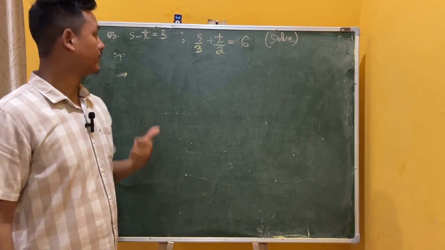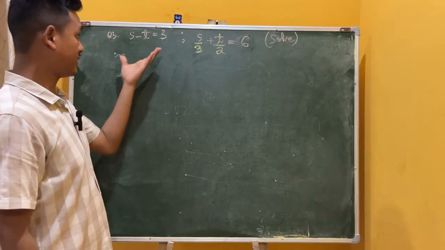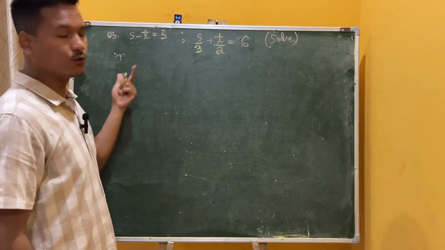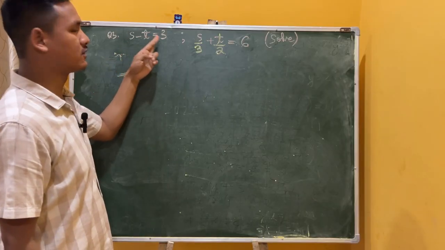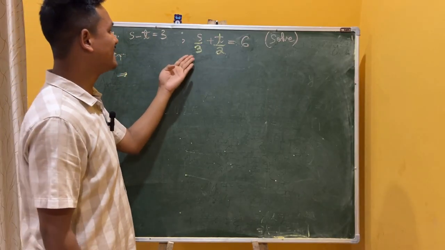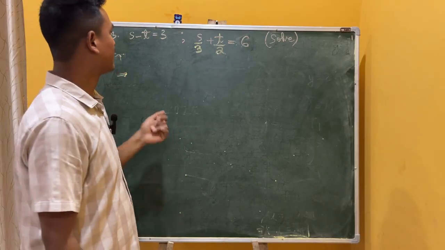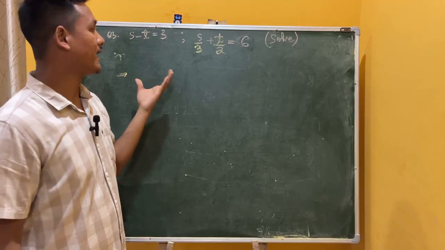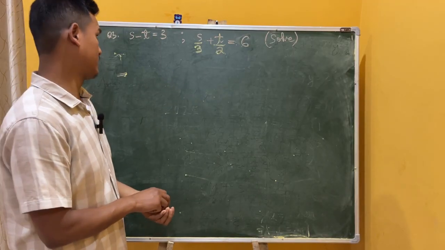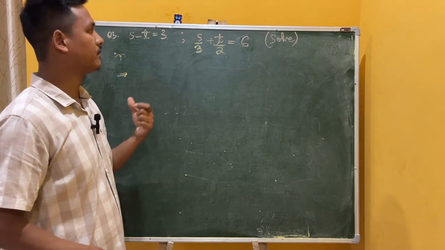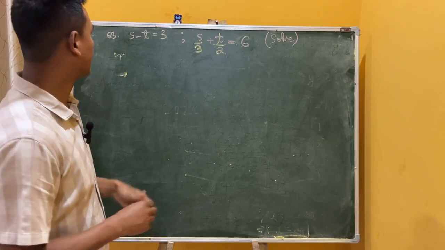All right, this is question number 3. We have a pair of linear equations in two variables s and t. So one is s minus t equals to 3, another is s by 2 plus t by 3 equals to 6. So we'll have to solve them and find the values of s and t. I'm planning to solve these equations by substitution method. So let's go for it.